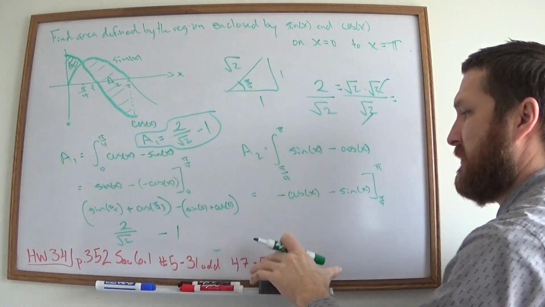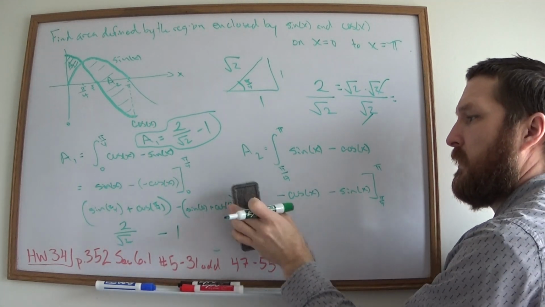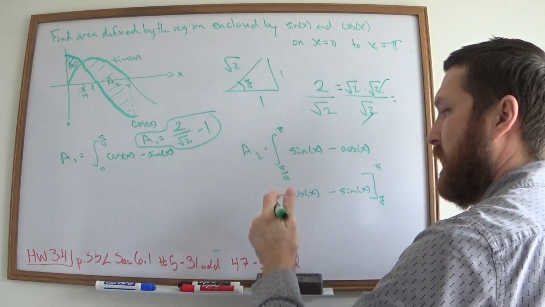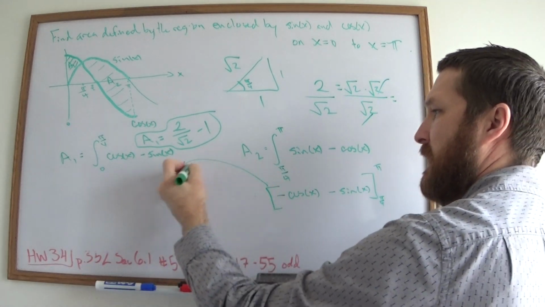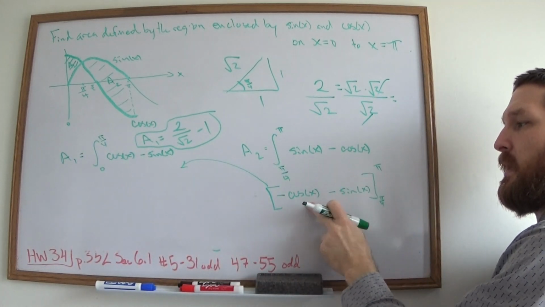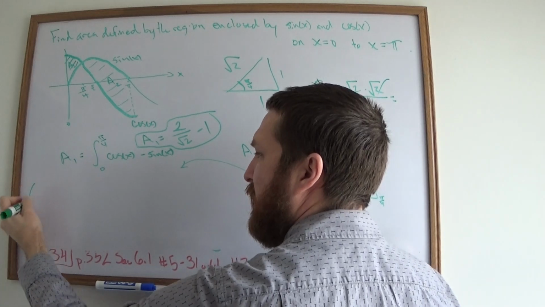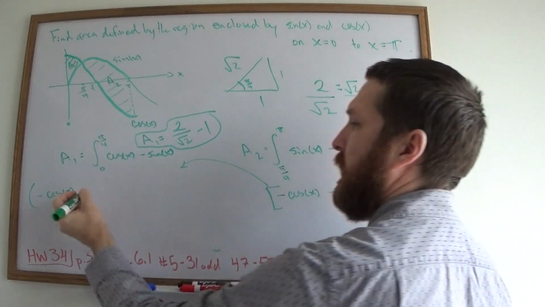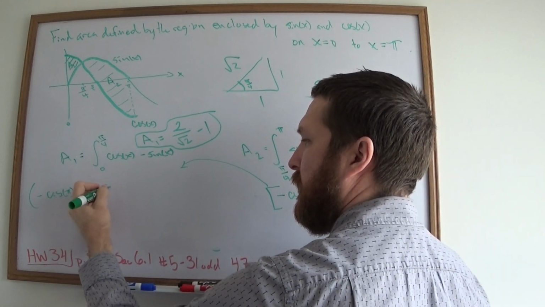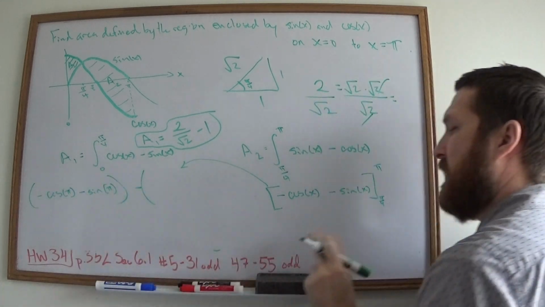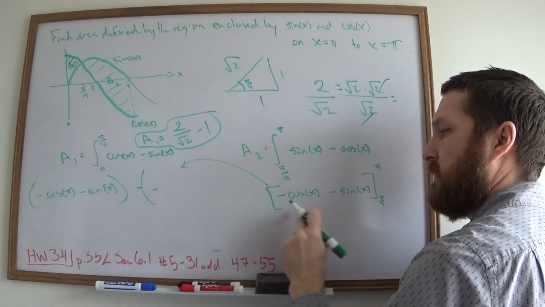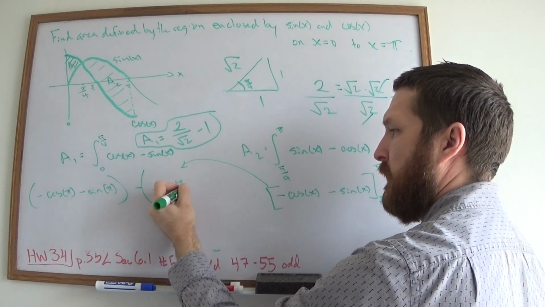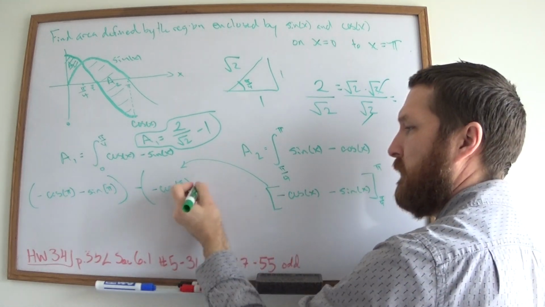Okay, so I'm going to get rid of some of this stuff so we can have a bit more room. Okay, now working on A2. We're evaluating this guy. So I plug in a pi into this guy, and I get negative cosine pi minus sine pi. Subtract off, now I'm going to plug in pi over 4. Minus cosine pi over 4, minus sine pi over 4.